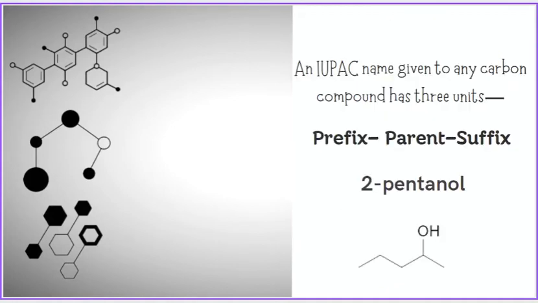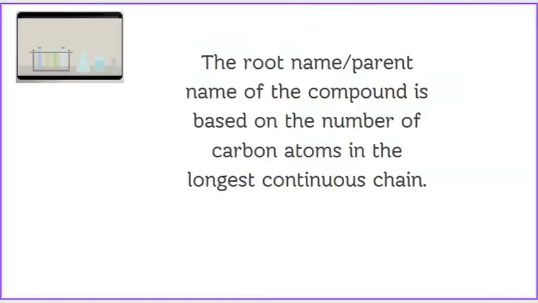Now, let's start from the beginning. The IUPAC naming of any carbon compound is divided into three parts. First is the prefix, the added word which is placed in front of any given word. Second is the suffix, the added word which is placed at the end of any given word. And third, the middle part remaining is the parent word. For example, here is a compound named 2-pentanol. Here 2 is the prefix, ol is the suffix, and pentane is the parent word.